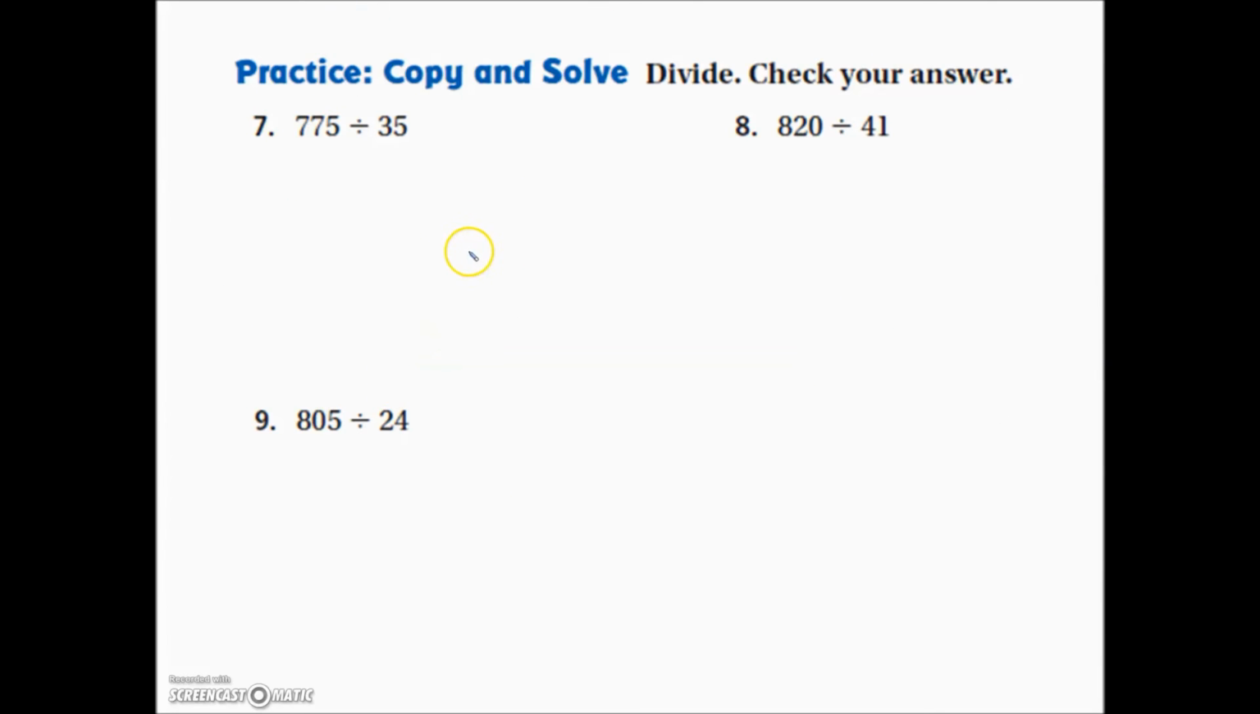So let's do at least one more. So let's do number 7 here. 775 divided by 35. I'm just rewriting this in this format. So remember, we divide, multiply, subtract, check, bring down. Or if you don't remember the order, just remember, does McDonald's sell cheeseburger? So 35 goes into 7 0 times.